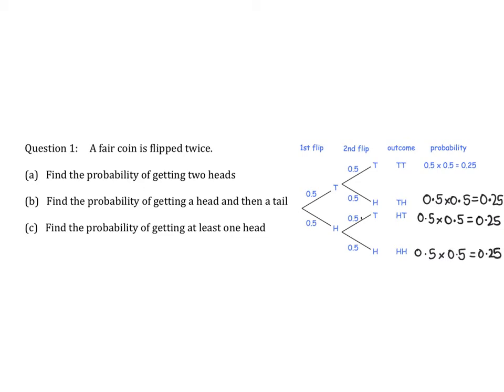Now let's look at the questions. So the first one, A, says find the probability of getting two heads. So follow the pathway that's heads, heads, that's down here. So the probability of getting that is 0.25.